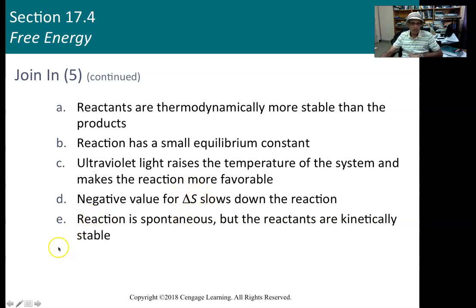So the last one here is: the reaction is spontaneous, but the reactants are kinetically stable. That's the answer. So this one is the correct answer. We know it's spontaneous from the delta G value, but it is not immediately reacting because it's not kinetically favored.